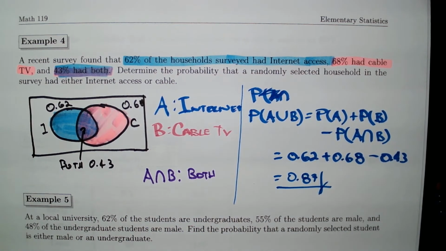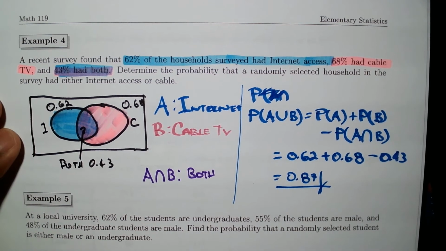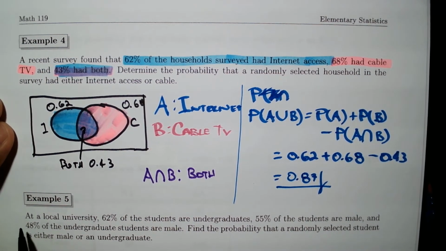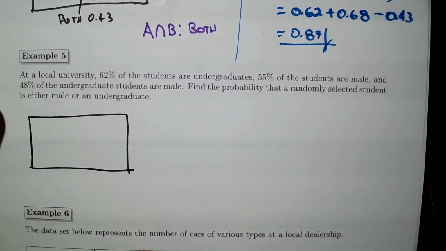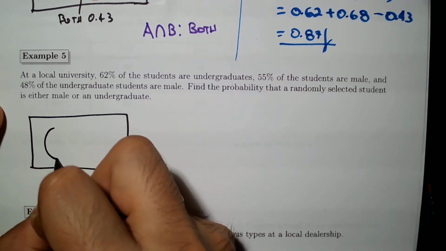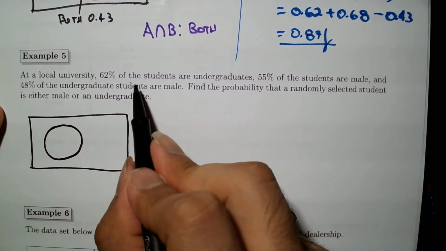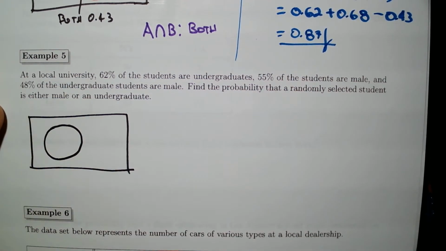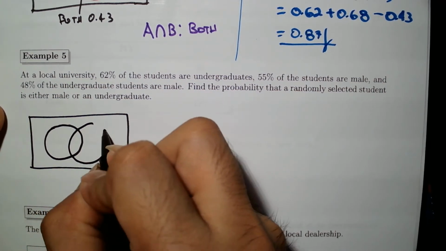Okay, so a very similar situation. Well, in this case let me draw another Venn diagram. So we have that at a local university 62% of the students are undergraduates and 55% are male, and 48% of the undergraduate students are male. That is, we have some intersections.